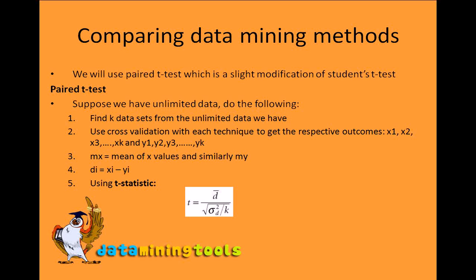Now if we represent mx as the mean of the x values and similarly my, then di is defined as xi minus yi. So di is the difference of corresponding errors, and the t statistic is defined as d mean divided by the square root of sigma d squared divided by k, where k is the number of instances and sigma d is the standard deviation of d.